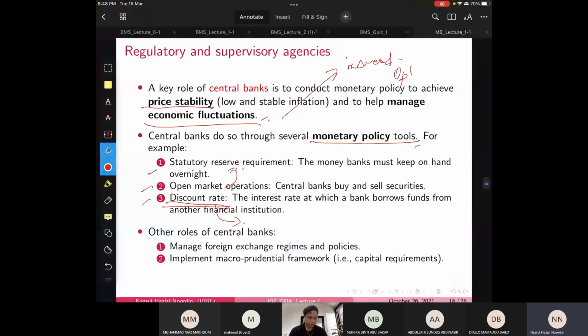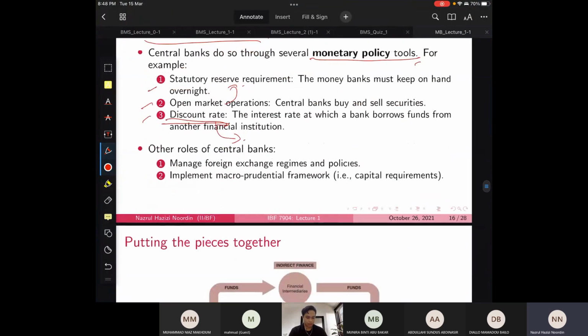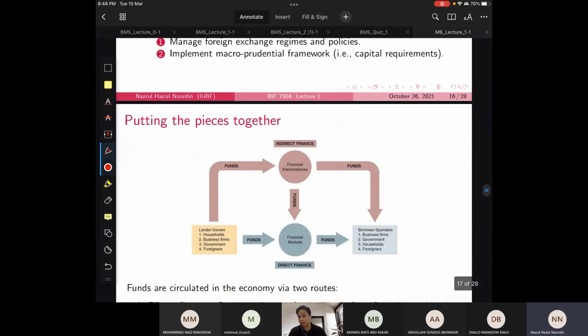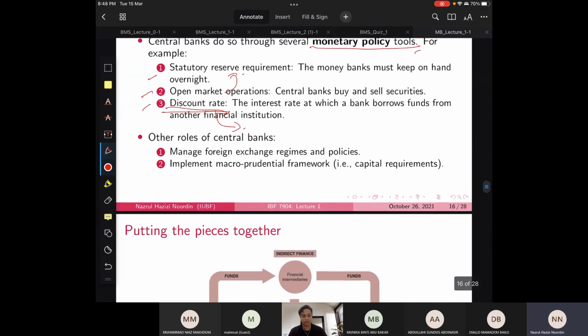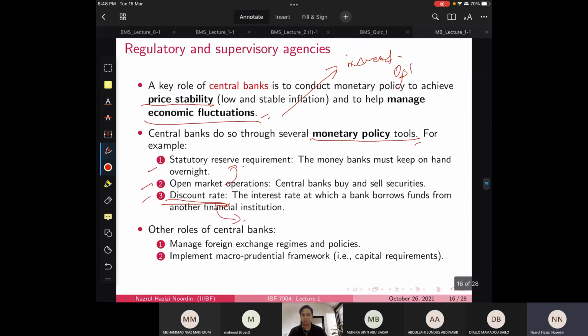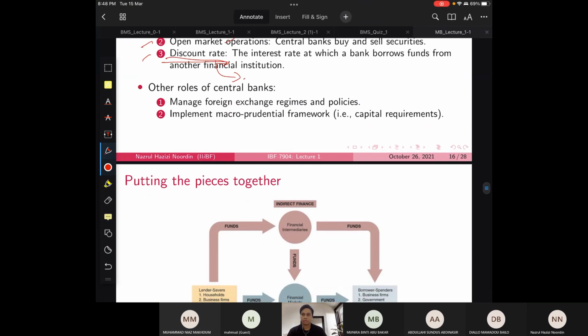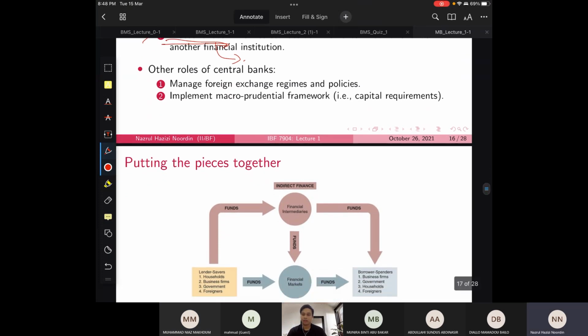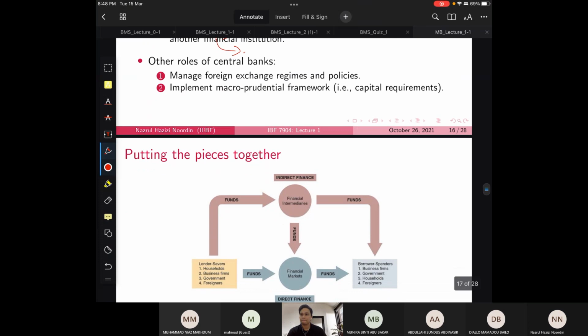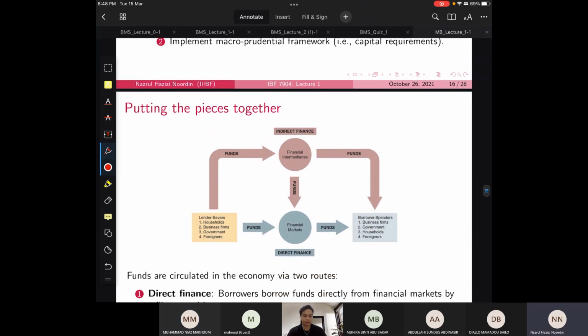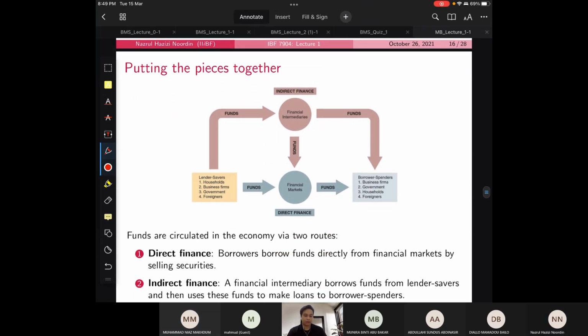So let me just proceed. We don't have much time, to be honest. So far, so good? So far, clear. That's basically how central banks play a role. And of course, if you are interested, you can read more about this. Okay. Nias, do you want to say something? No, it's okay. Thank you. All right.